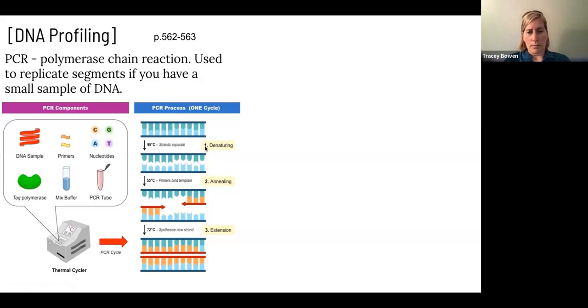So denaturing is sometimes called melting. It's going to separate those hydrogen bonds. And then annealing is where Taq polymerase is going to add on the bases and join up the phosphate sugar backbone. And then extension is where the full strand of DNA has been completed, and that's sometimes called elongation.